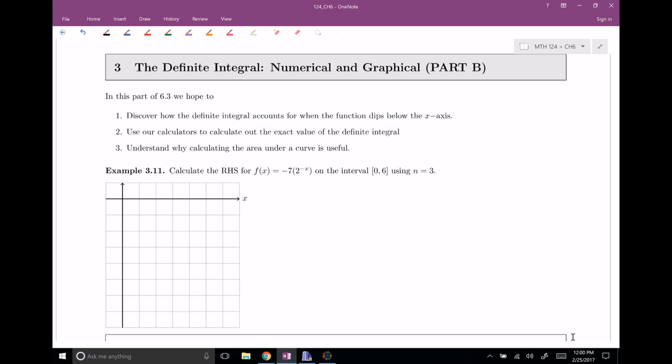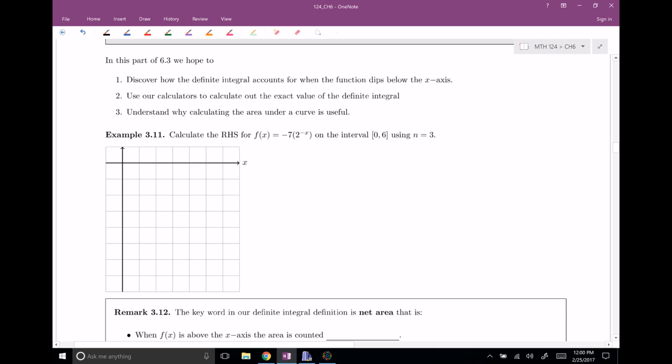The second, we would like to use our calculators to actually calculate the exact value of the definite integral. This is very nice, a great use for our calculators. And then number 3, understand why calculating area under a curve actually is useful. It has real-world applications. It's more than just a way for mathematicians to torture students. So yeah, it actually has some good applications, so we'll get into that.